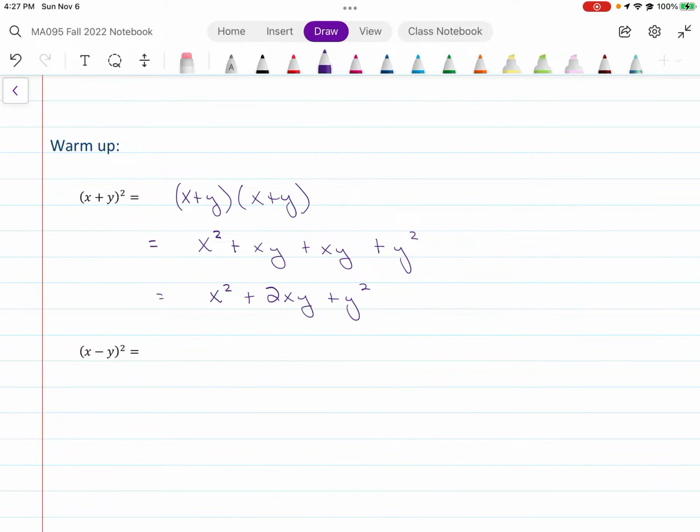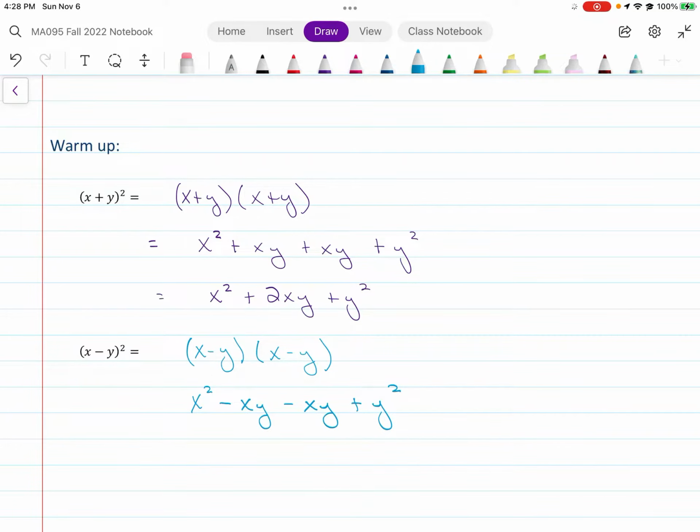All right, so you're going to get the same thing here, the next one, x minus y squared, except there's going to be a minus somewhere. So squared means we multiply this times itself twice, and then we're going to FOIL. So we get x squared. And then we've got outside is x times negative y, which means minus xy. Inside is x times negative y, which is minus xy again. And then the last is negative y times negative y. And that's going to give us positive y squared.